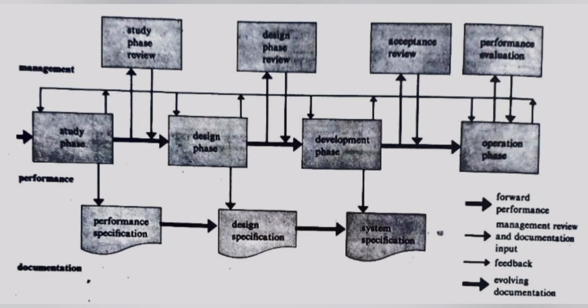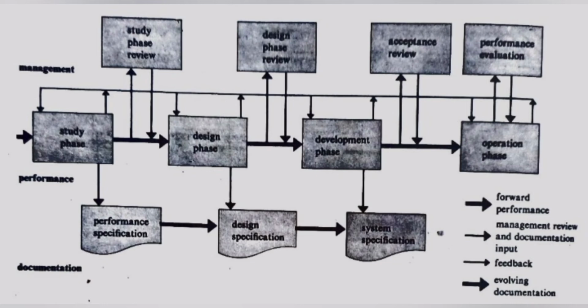The third stage is documentation. The three most essential documents are called baseline specifications. There are three baseline specifications: performance specification, design specification, and system specification. Performance specification is completed at the conclusion of the study phase and describes in the language of the user exactly what the system is to do. It is a general design to specification.